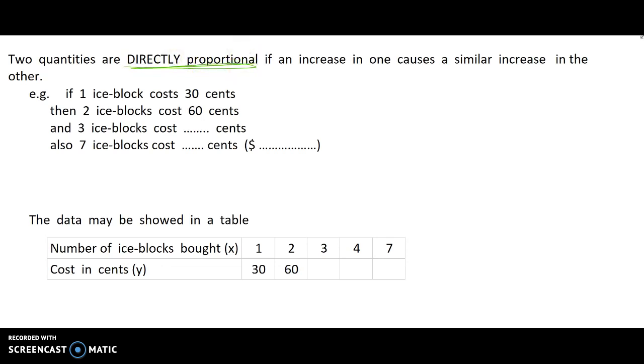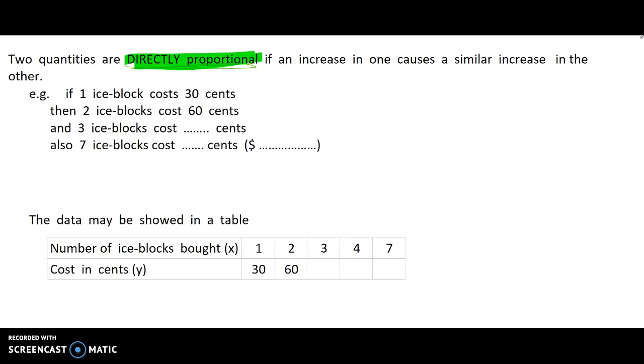So let's actually highlight that. Two quantities are directly proportional to each other if an increase in one causes a similar increase in the other. So for example, if you buy one packet of chips for $1, then 2 packets of chips will be multiplied by 2, which is $2. Now that was a very simple one.